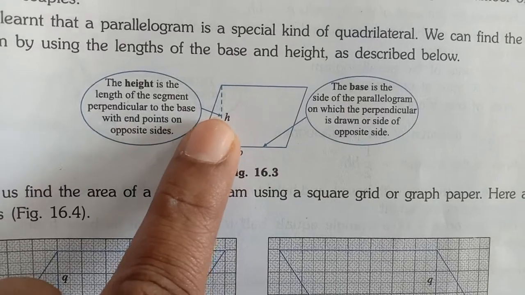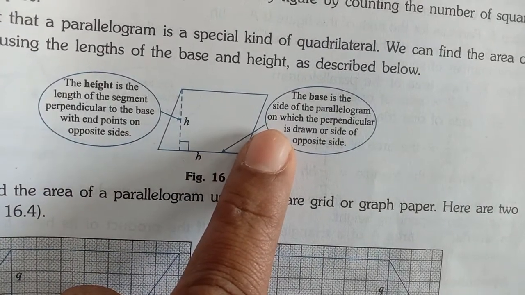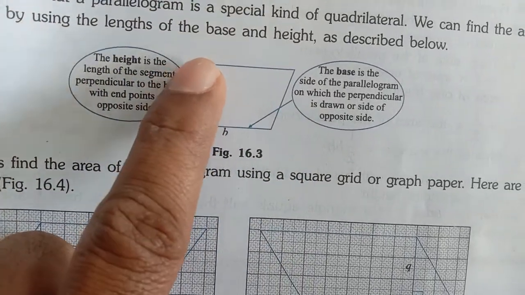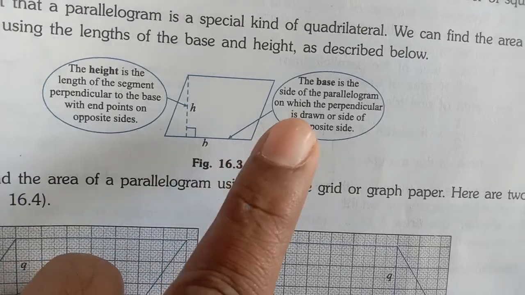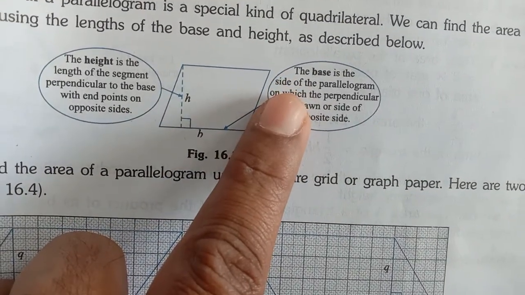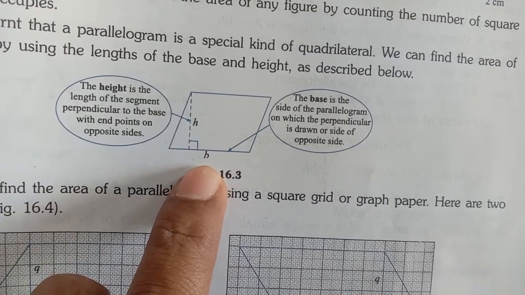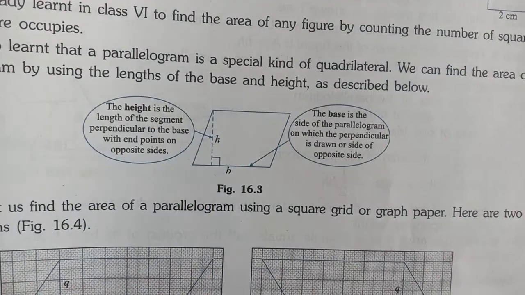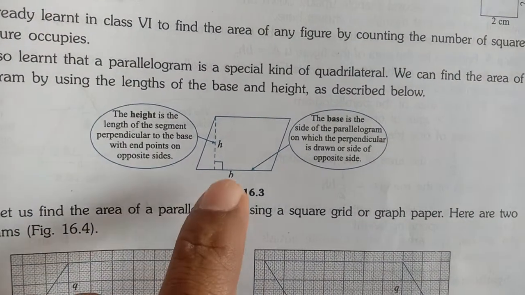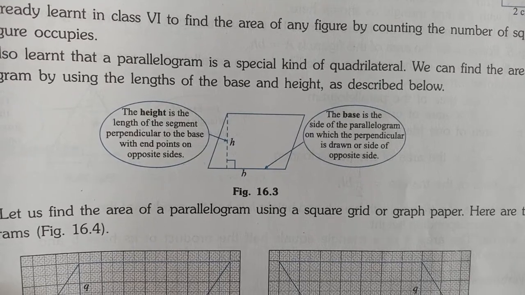If the perpendicular is on another side, we can take that as the base. Here the perpendicular is on this bottom side, so this bottom side is called the base. The base is the side of the parallelogram on which the perpendicular is drawn. That is the base, and this one is the height. Now by using this base and height, let us see how to find the area of this parallelogram.